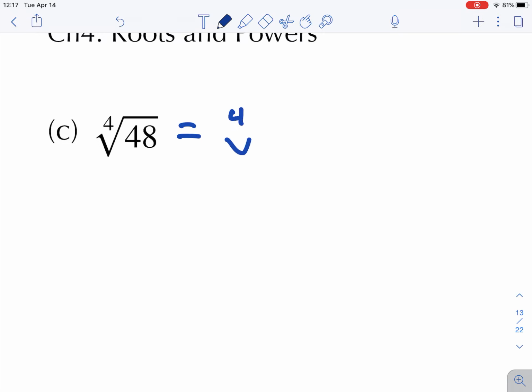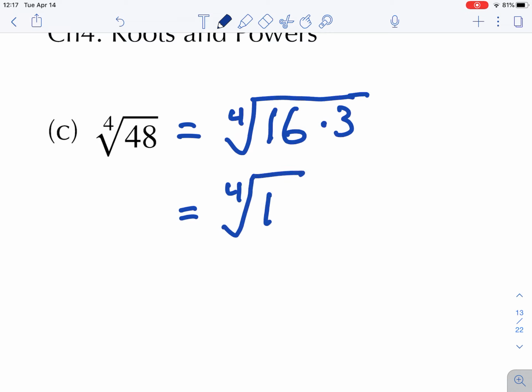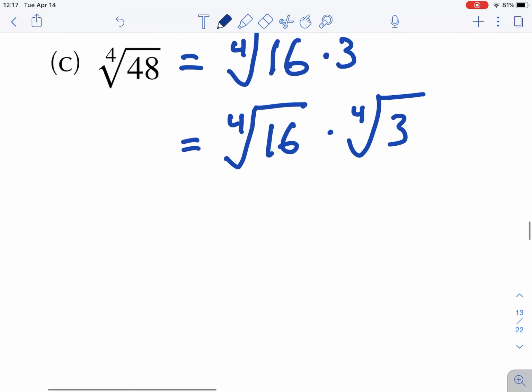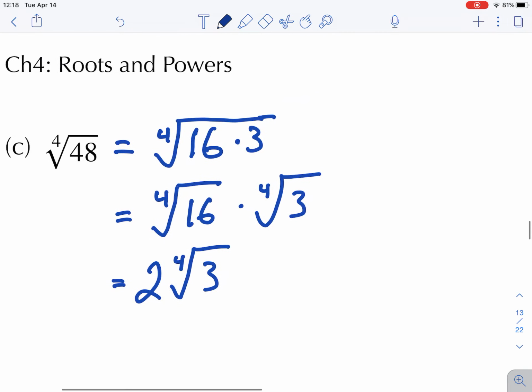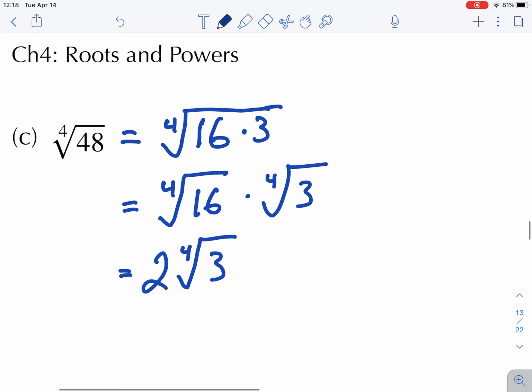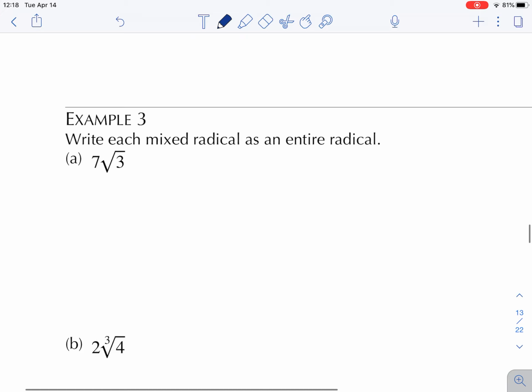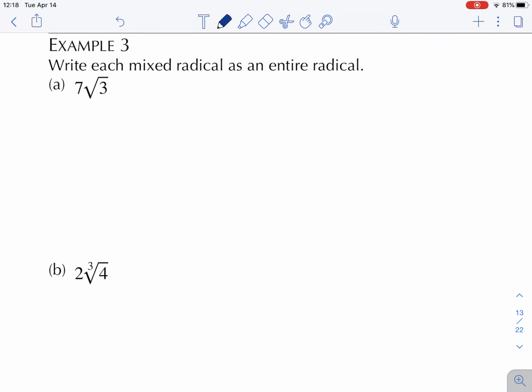So I rewrite this out. The fourth root of 16 times 3. Then I separate it. The fourth root of 16 times the fourth root of 3. The fourth root of 16 is 2, so this becomes 2 times the fourth root of 3. Right, so you should be able to take an entire radical and simplify it into a mixed radical. And of course, we should be able to go the other way. Write each mixed radical as an entire radical.